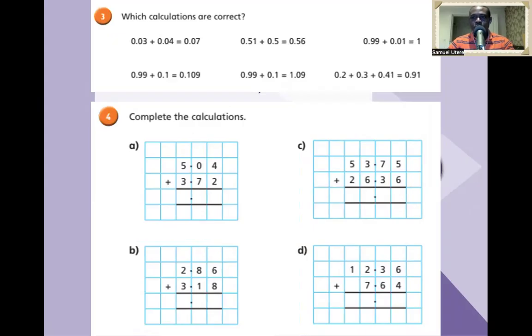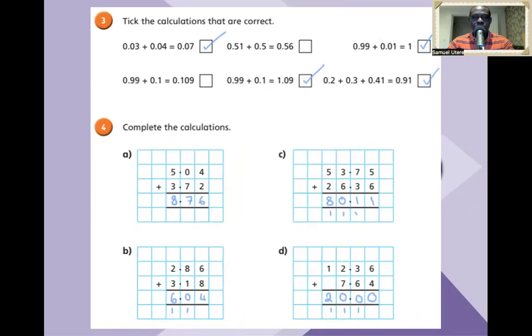All right. Assuming you've paused the video and you've answered questions 3 and 4, here are the answers. So here, you were asked to tick the calculations that are correct. Of course, you should use your formal method to check that these are correct. And you can see we've used the formal method to add these. So I'll just talk about this one. So 4 hundredths plus 2 hundredths will give us 6 hundredths.